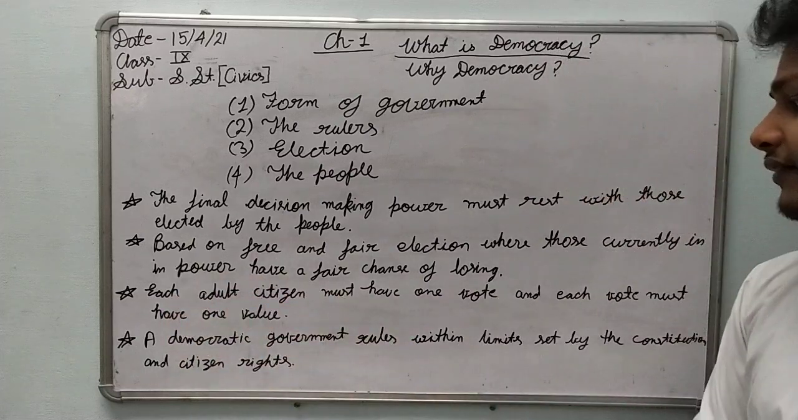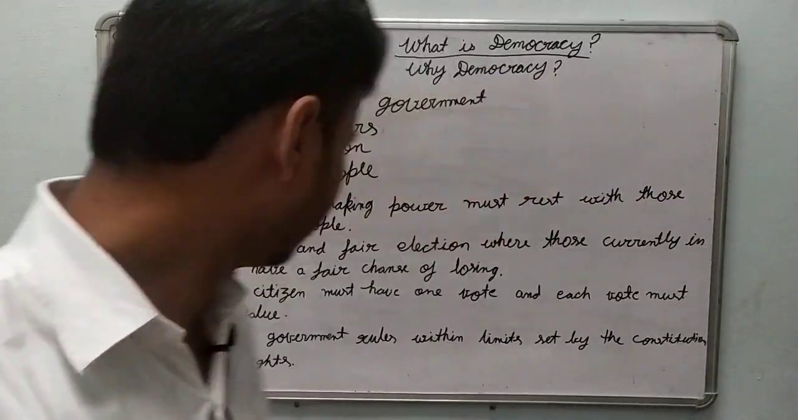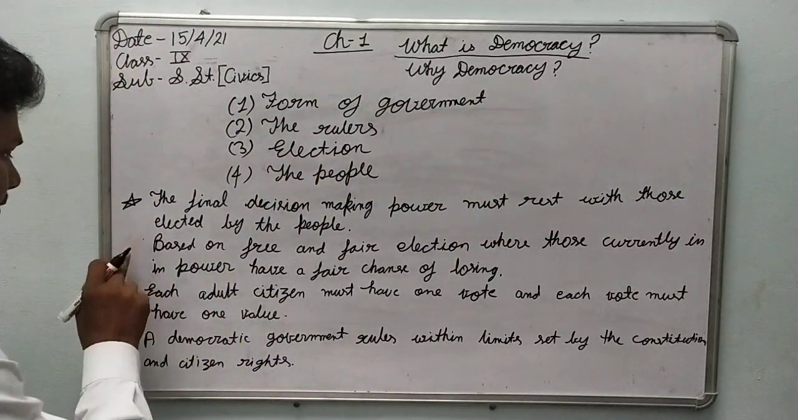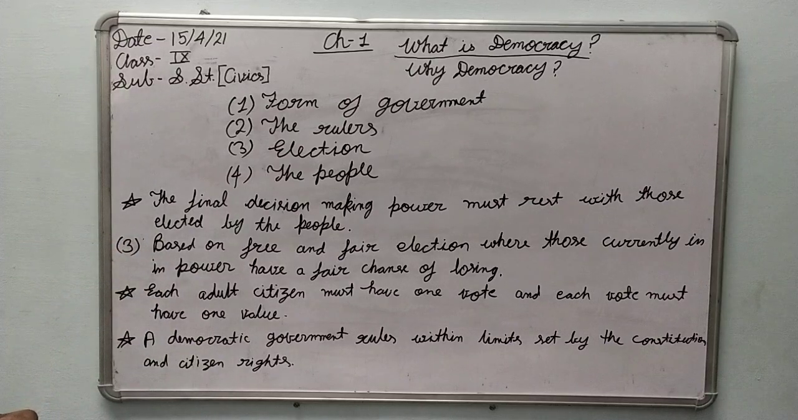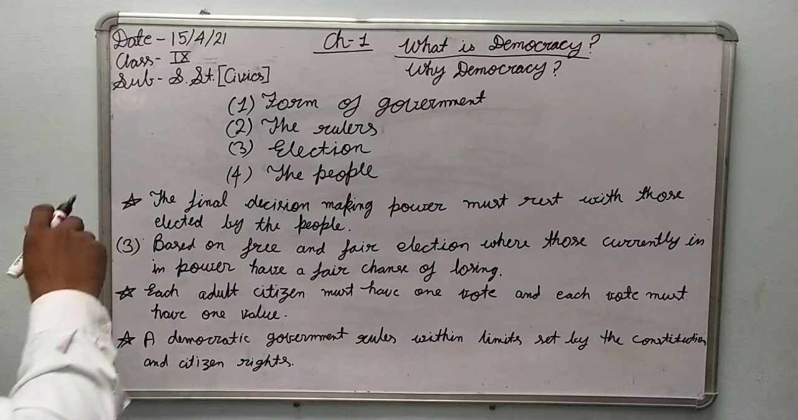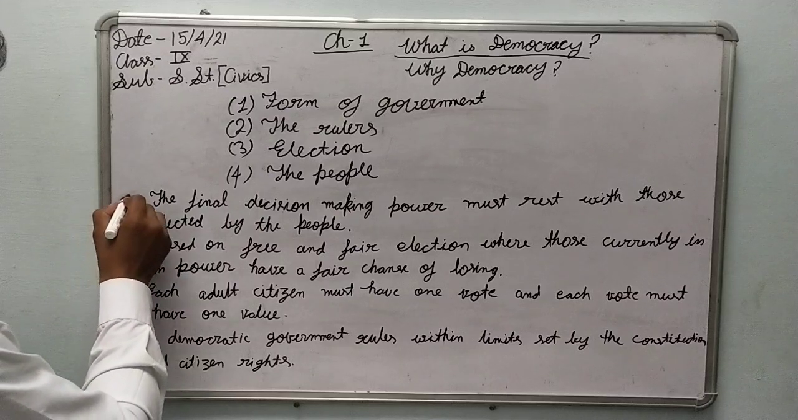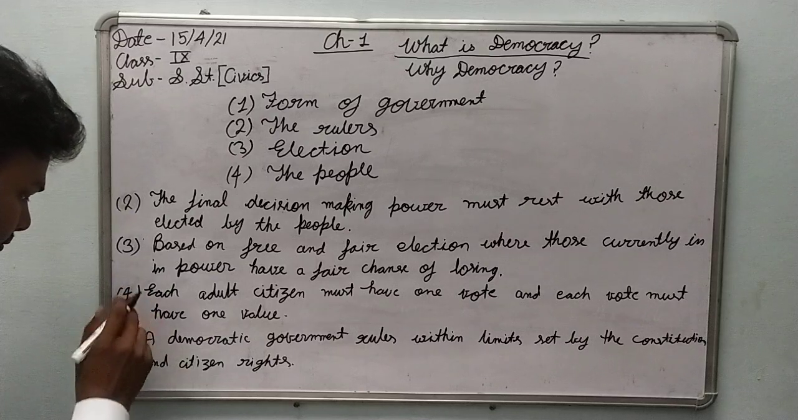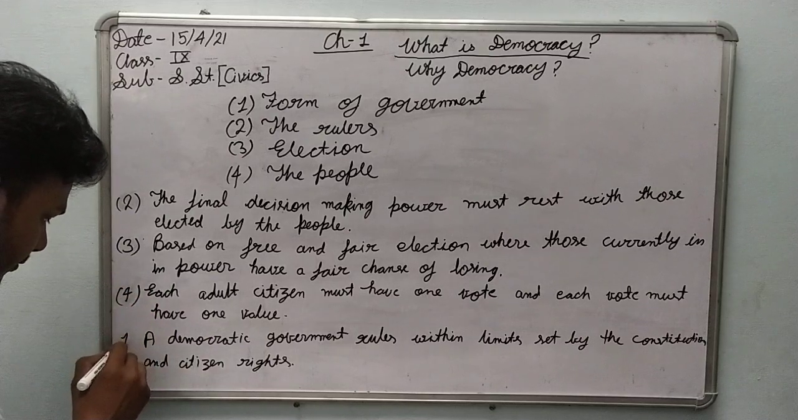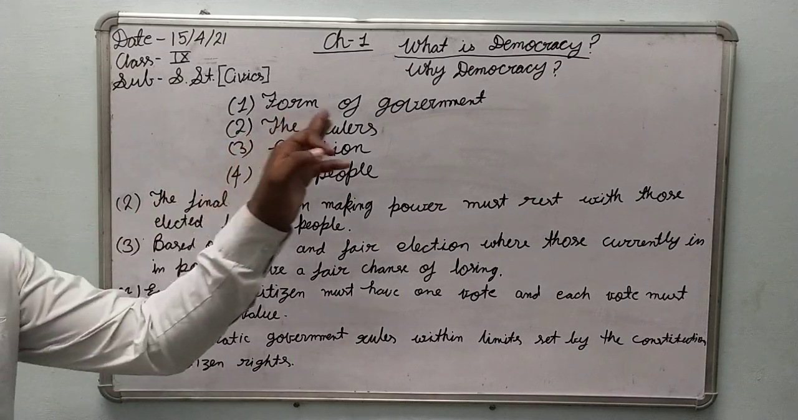After that, the second word, based on free and fair election. Look, this is related to election. Okay, so wait a second, I would like to write here 3. Yes, this was the rulers, number 2, this will be 4, and this will be the first. So look, this second was related to the rulers.